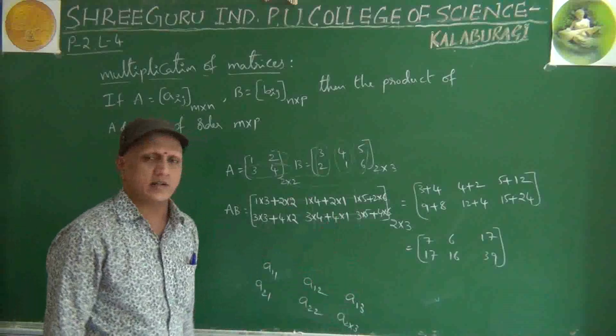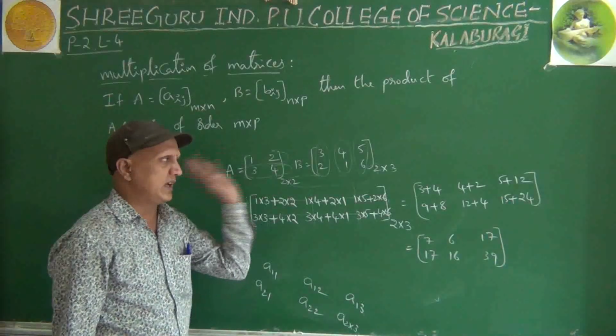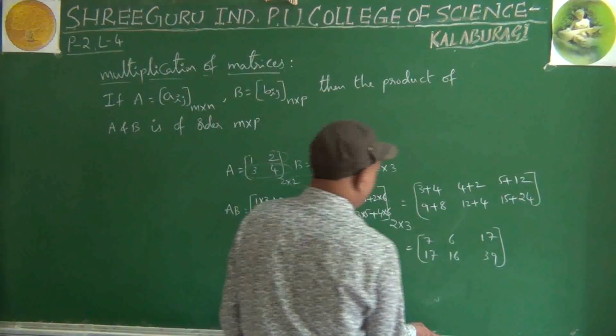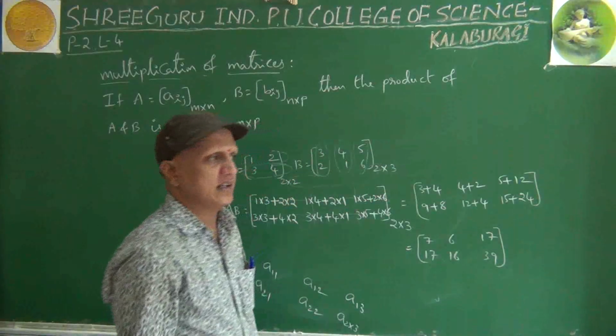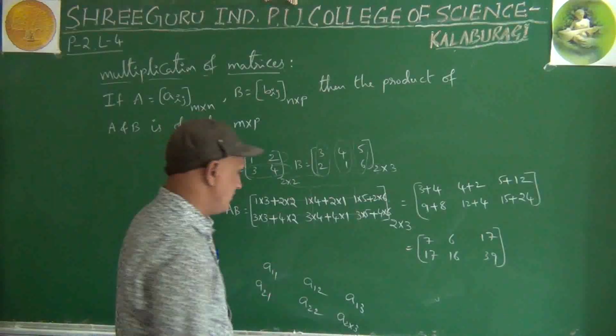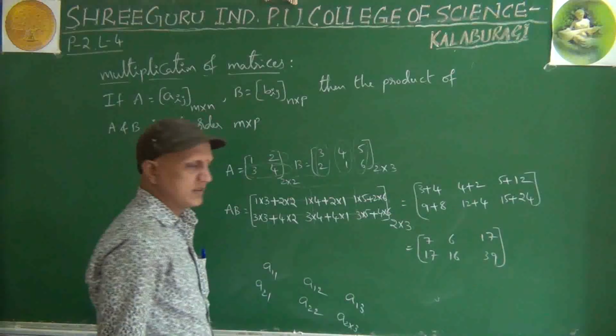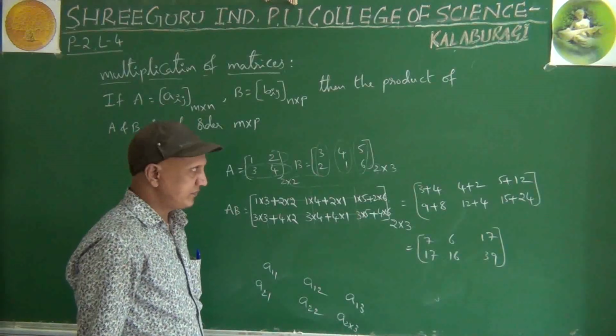Right? It is a 2 by 3 matrix. This is the way of multiplying two matrices. Some different problems are there while solving exercise questions. We can solve them easily. This is the method. The method is this much only.